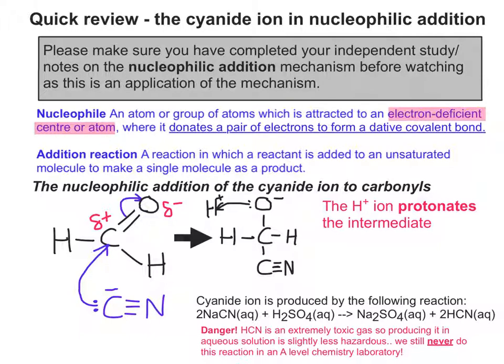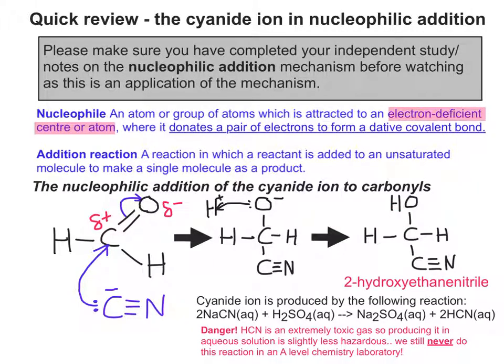So once this reaction happens between the proton from the HCN and the oxygen that has a negative charge in the intermediate, that produces a final organic product, which is about to come up on the screen. This final organic product is an alcohol group that's attached to a carbon-carbon chain that then has a nitrile at one end. So this new compound is called 2-hydroxyethanenitrile.